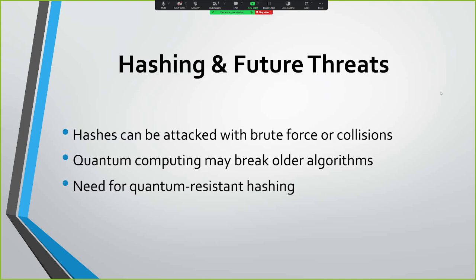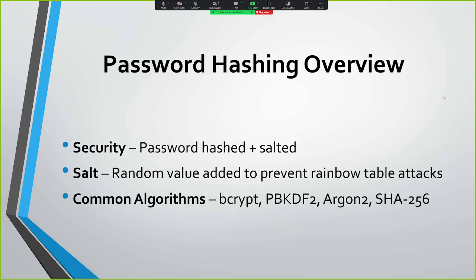Hashing and future threats. Hashes can be attacked with brute force or collisions. This has been a problem with quantum computing because quantum computers can do a lot more brute force attacks at once. They're a lot faster at doing these, and they can just increase the power behind the brute force attack. So older algorithms like MD5 and SHA-1 fall victim to quantum computing. That's why we need to make sure our future and current algorithms are resistant to this and use a large enough bit size that it's computationally impossible to break. Then we'll move on to password hashing and overview.